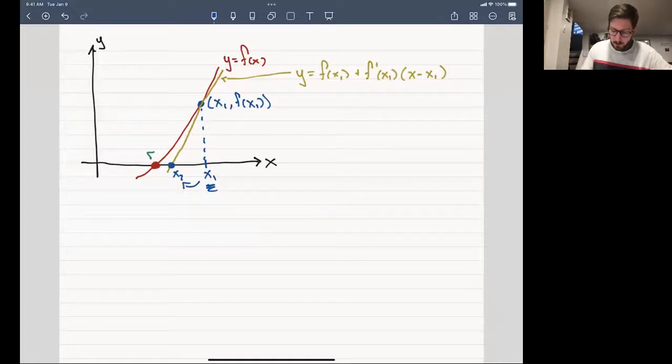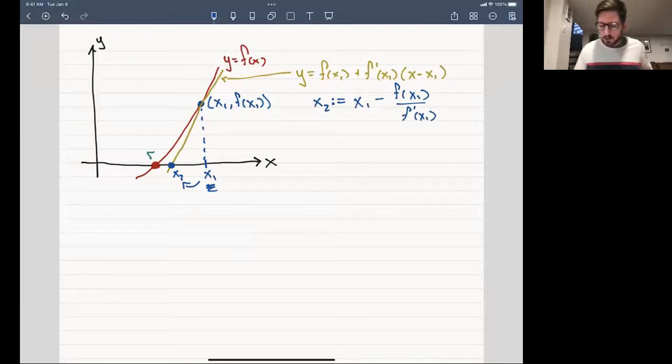x2. Well, that is as simple as just saying, when does y equal 0 on this line? And so you can get an update where you can define x2 by x1 minus f of x1 over f prime of x1. So all I did was take that equation of the tangent above, set it equal to 0, and just solve for the value of x, which I called x2.